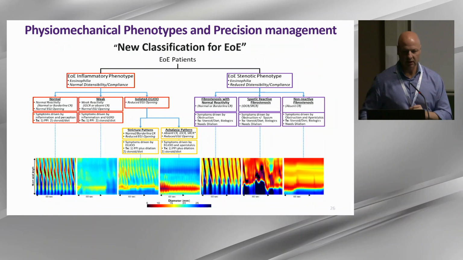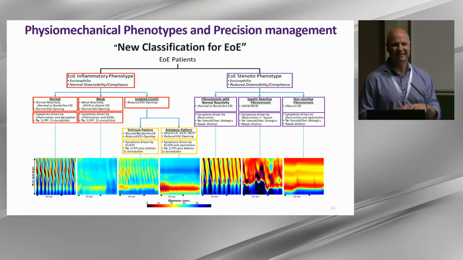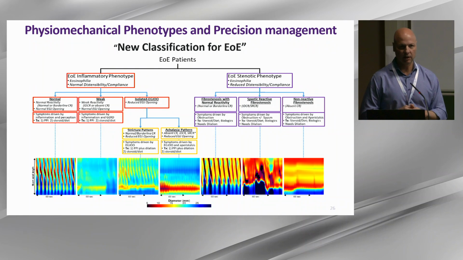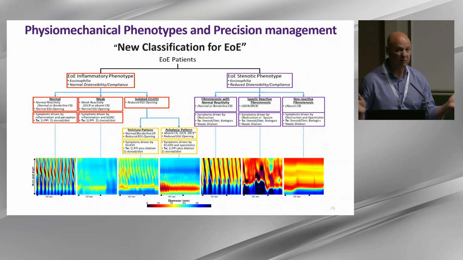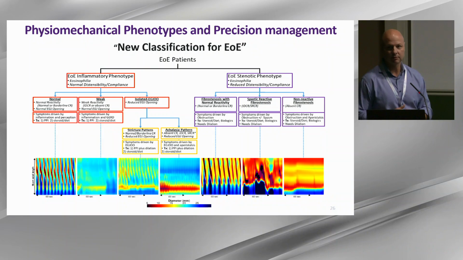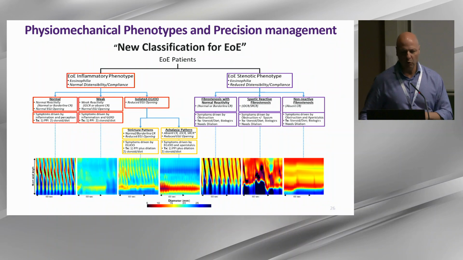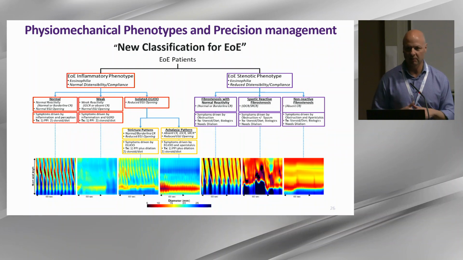So for instance, if you have normal distensibility, the response rate to PPIs is 70 to 80%. Now remember, all comers who get a PPI with EoE is about a 30 to 50% response. Well, now you can get that up to 70%. In addition, if you have abnormal distensibility and a reduced contractile response, these patients never respond to PPI. They're a completely different phenotype.